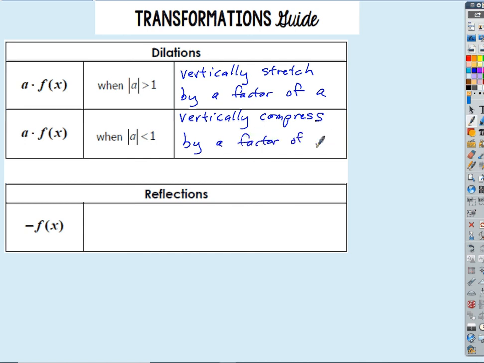Vertically compressed by a factor of a. And then finally, what happens if I multiply a function by a negative number out front? What was the effect of that? Flipped it vertically, right? So it reflected it vertically.